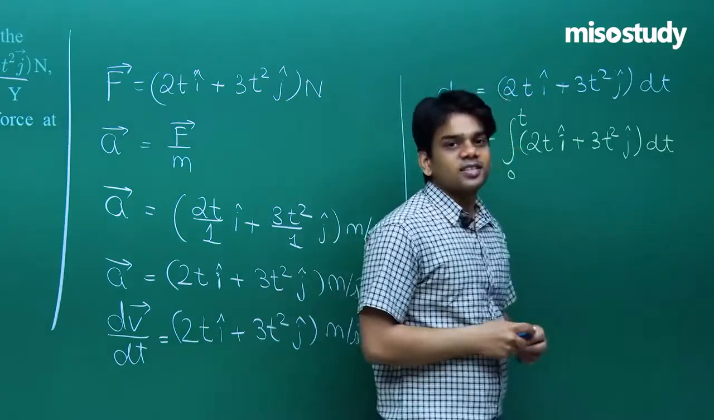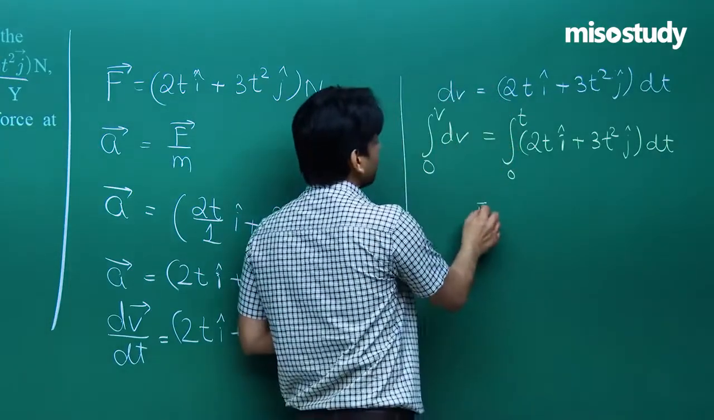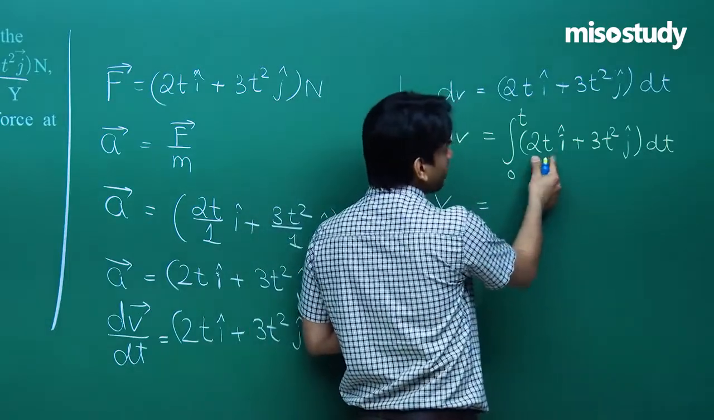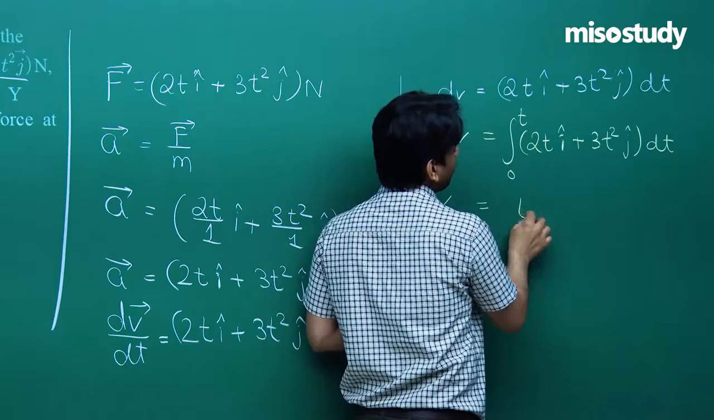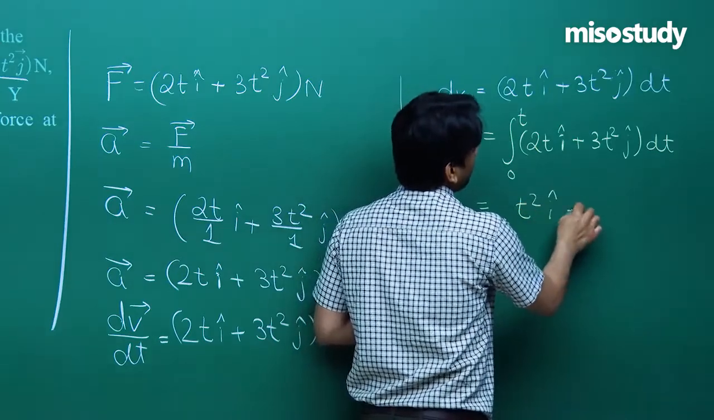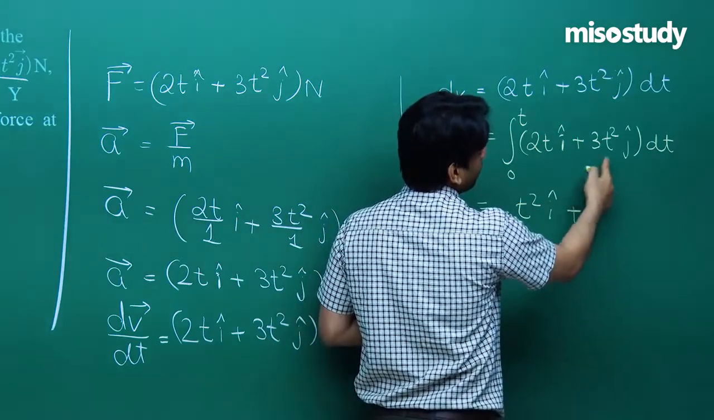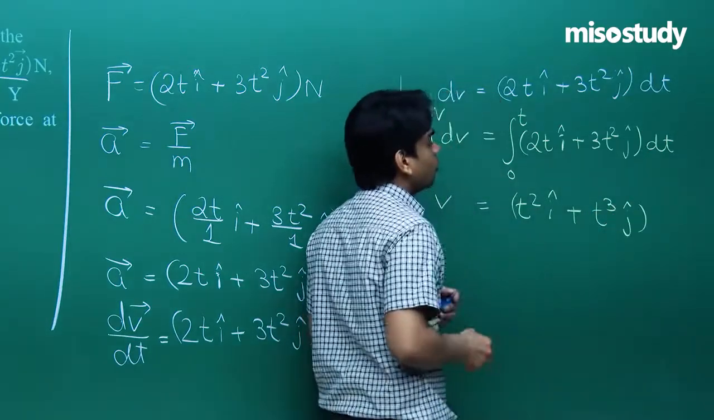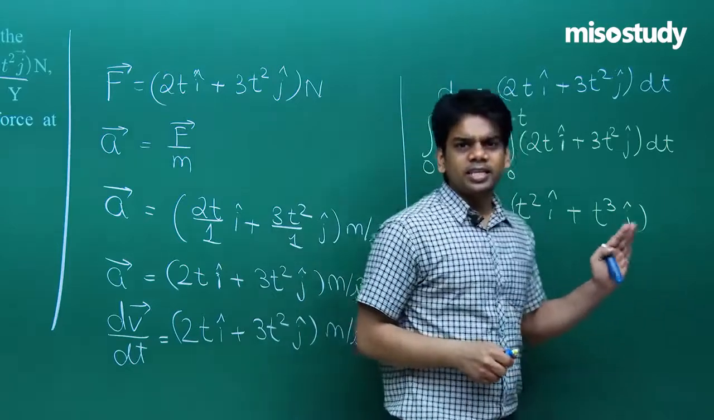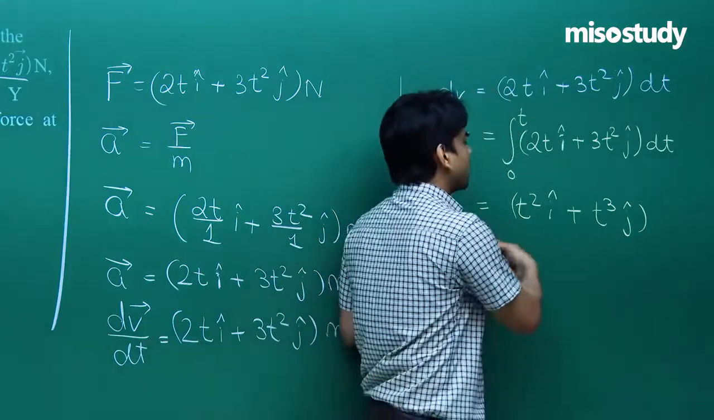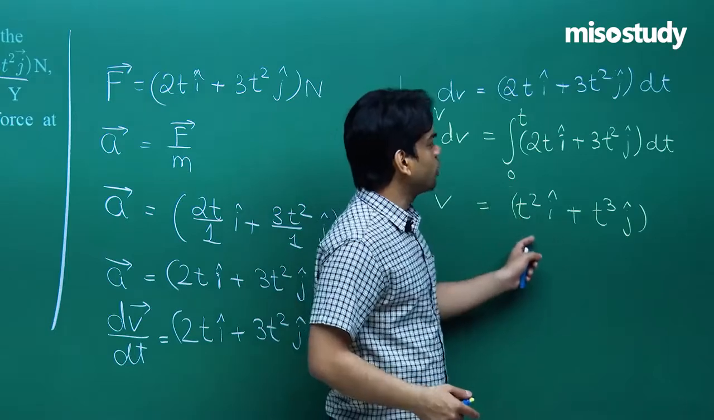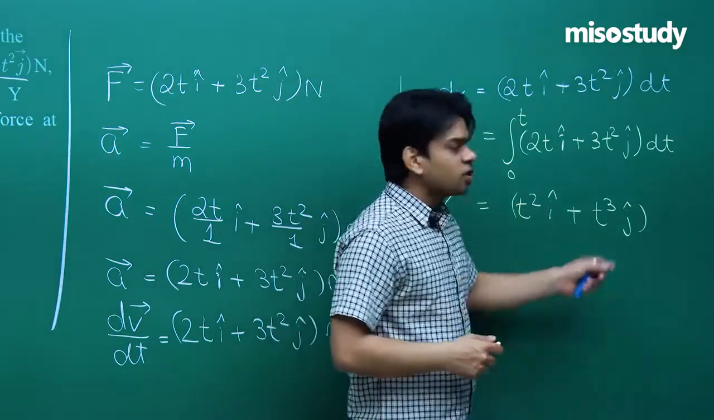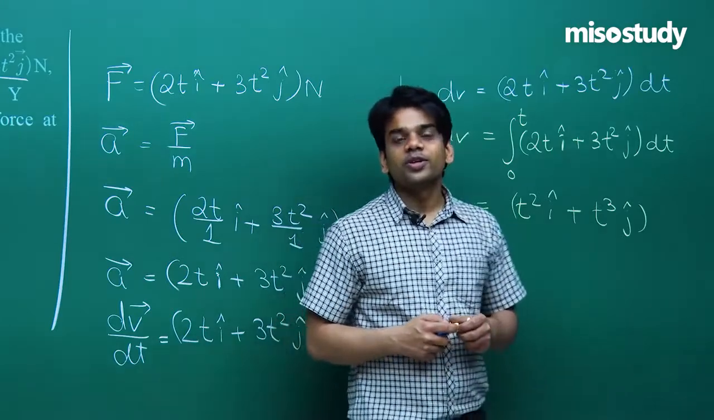Just integrate this function. You will be obtaining v, and here you will be getting t square by 2, the 2 will be cancelled out, t square i cap, and this will be t cube by 3, so 3 and 3 will be cancelled out, you will be getting plus t cube j cap. This is the value of v. I'm not putting the limits directly, because here you have 0, so this function will be the only function for the time. For the velocity function, this will be the only function related to time.